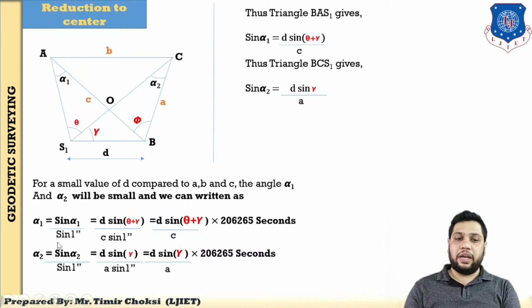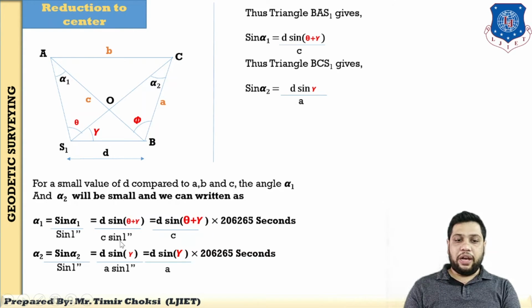We can therefore write sine alpha 1 as alpha 1, so alpha 1 equals sine alpha 1 divided by sine 1 second. The value of sine alpha 1 is D sine theta plus gamma divided by C. Put that in, and calculate 1 upon sine 1 second on a calculator. The answer is 206265 seconds, so I multiply by 206265 seconds to directly find alpha.